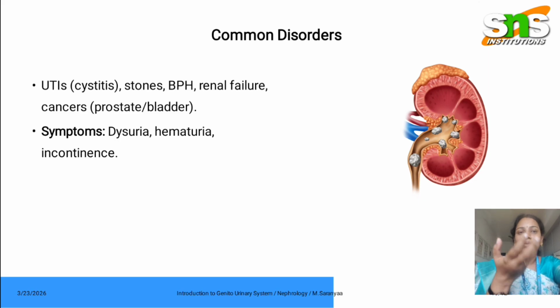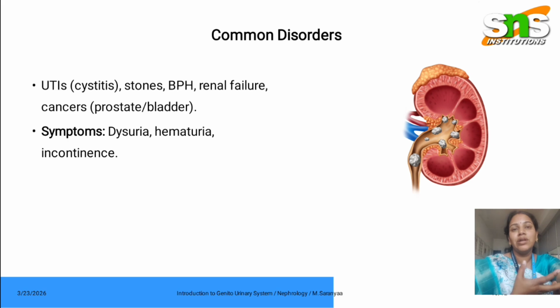So what could be the major disorders? At the end of learning the basics of the genitourinary system, you can see disorders like UTIs, urinary tract infection, cystitis, stones, benign prostatic hypertrophy, renal failure, cancers, and other disorders which commonly occur in the genitourinary system. The major symptoms are dysuria, anuria where there is no urination, hematuria, which is urine with blood, or urinary incontinence, that is leakage of urine from the urinary bladder which occurs involuntarily. These are the common disorders under the urinary system.